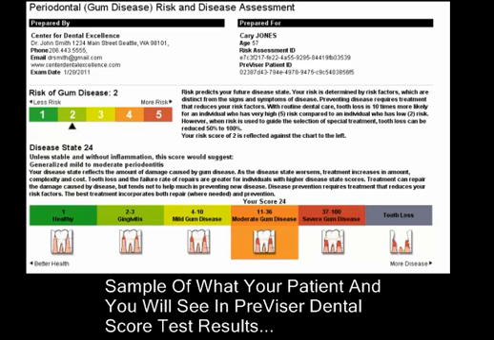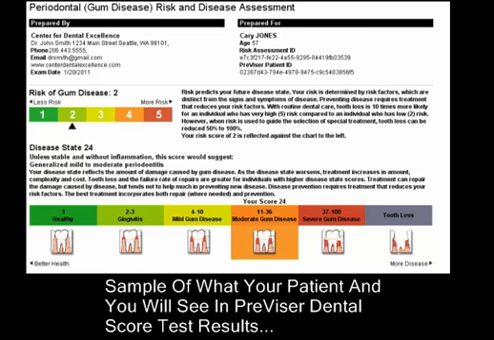The first score shown is the PreViser risk score. The best way to think of this score is that it's a prediction of the likelihood that the patient's periodontal status will worsen absent appropriate and active intervention. This is a very important qualification to the meaning of the risk score. If the patient accepts your care, then the adverse outcome that's associated with elevated risk can be largely nullified.